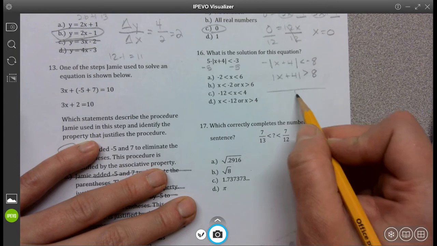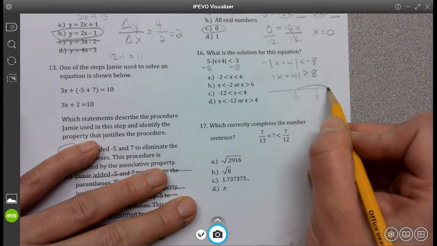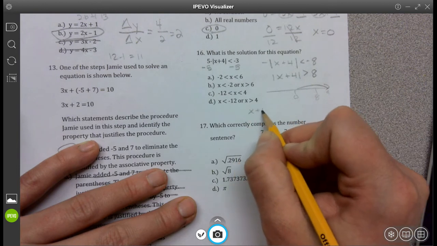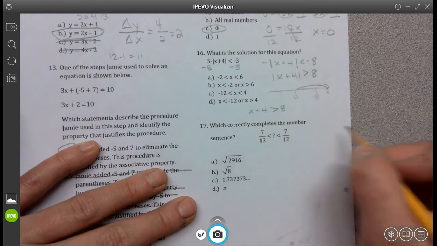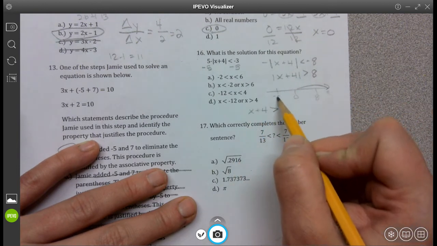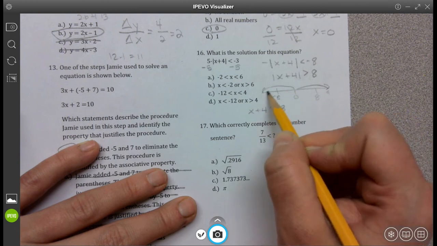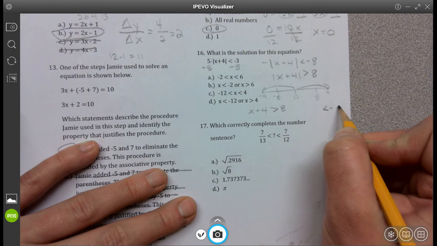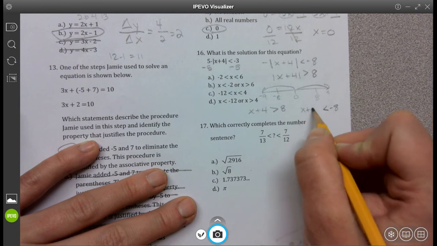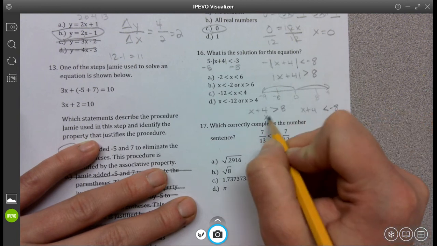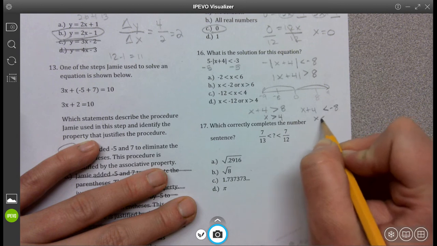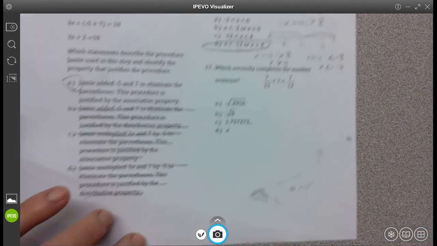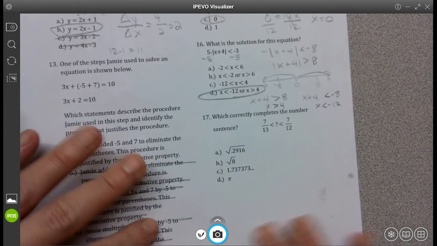If my distance is greater than the number 8, then I'm the numbers 9, 10, 11, 12, and so forth. So x plus 4 can be greater than the number 8. But if I'm a distance greater than 8 this way, I'm the numbers negative 9 and so on, which is actually less than negative 8. So that's why we flip the sign. When you solve for both sides, you'll get 4 and negative 12. That's your solution.